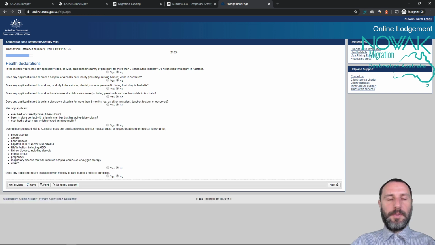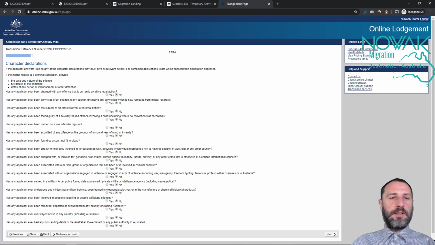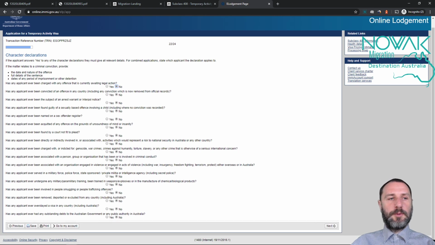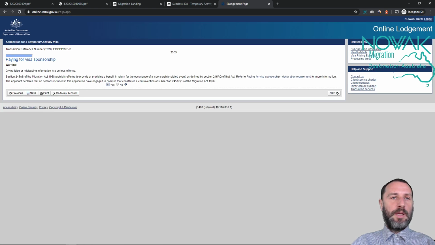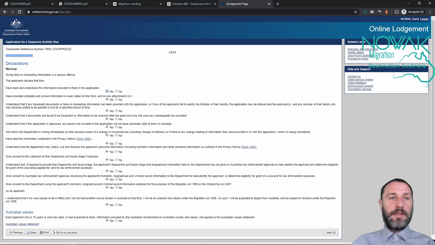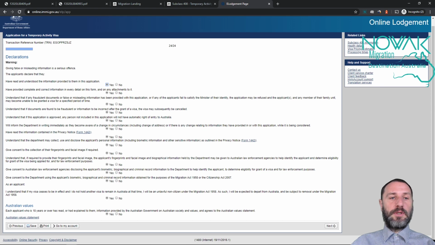So here's the question, whether they will be sending people to do the medical examinations, which are not possible to be done at the very moment. Character declarations: whatever is right, you will have to answer correctly. Paying for visa sponsorship. So this is where you are confirming that you did not bribe anybody, or nobody bribed anybody for you to get the visa. Declarations: all of the declarations, read, check, tick correctly.